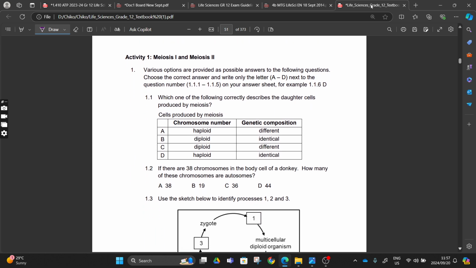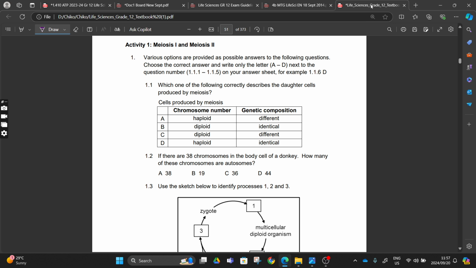So we can move on to the activity. I didn't do a timer, guys. Let's move on. Okay, various options are provided with possible answers.